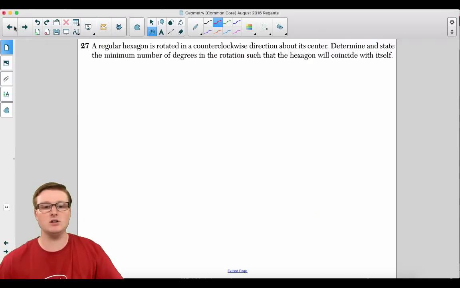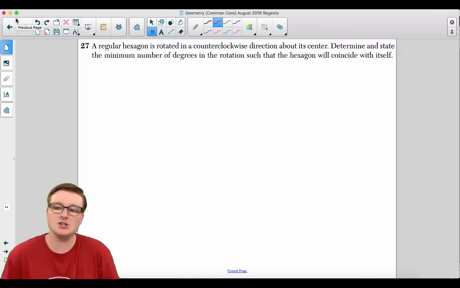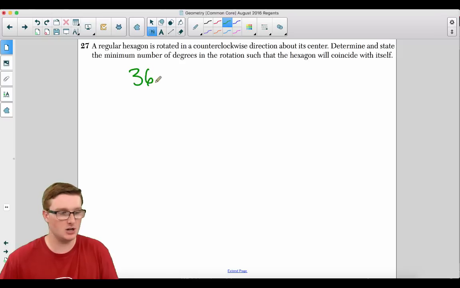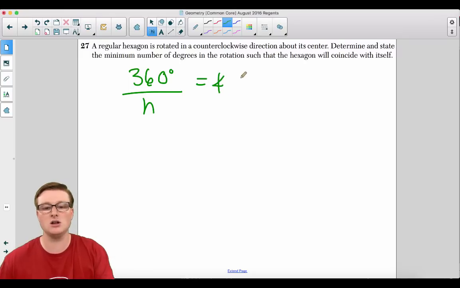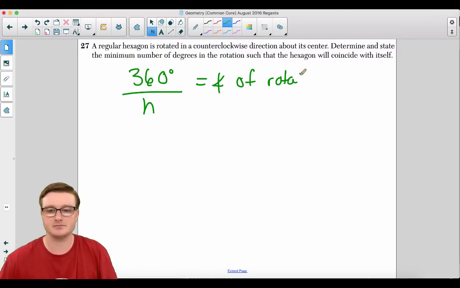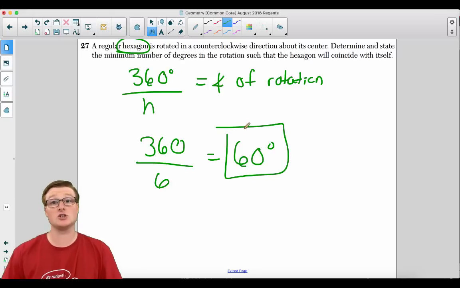Number 27, a regular hexagon is rotated in a counterclockwise direction about its center. Determine and state the minimum number of degrees in the rotation such that the hexagon will coincide with itself. So you need to know a formula. 360 degrees divided by the number of sides is equal to the angle of rotation. Well, in a hexagon, there's 6 sides, and that will equal 60 degrees. Ladies and gentlemen, that is the answer to question 27.